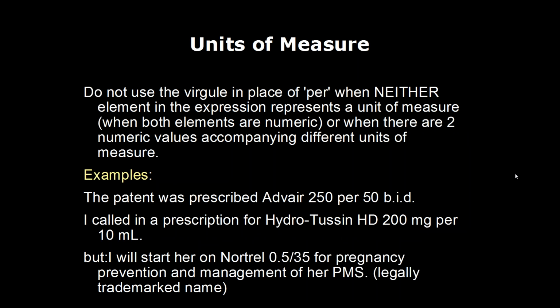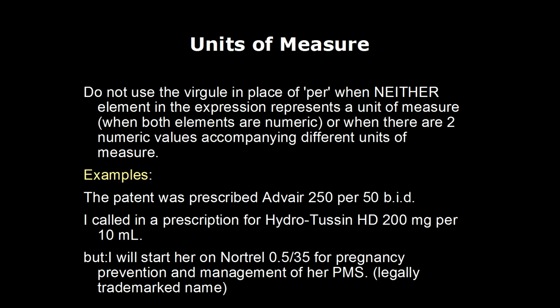Okay, and there's more. Do not use the virgule. So do not use the / in place of per when neither element in the expression represents a unit of measure, when both elements are numeric, or when there are two numeric values accompanying different units of measure. So that says a whole lot of stuff. And essentially it follows with the question that Lisa just asked about if there's something per 2 liters and so on. And you'll see here, the patient was prescribed Advair 250 per 50 BID.